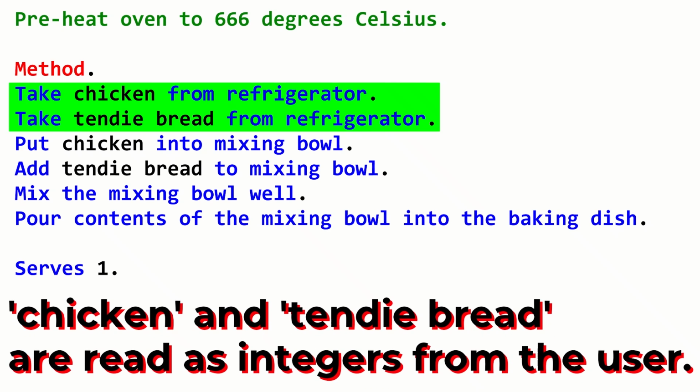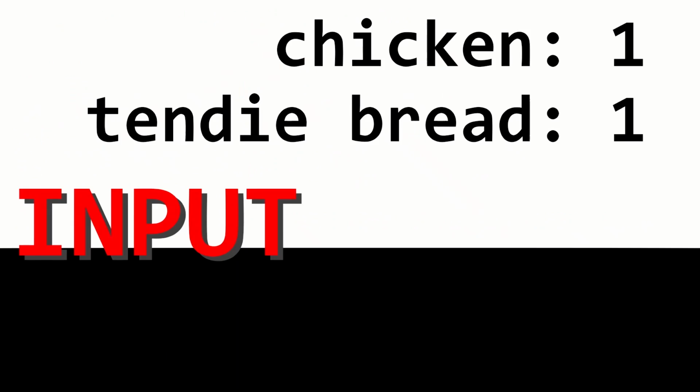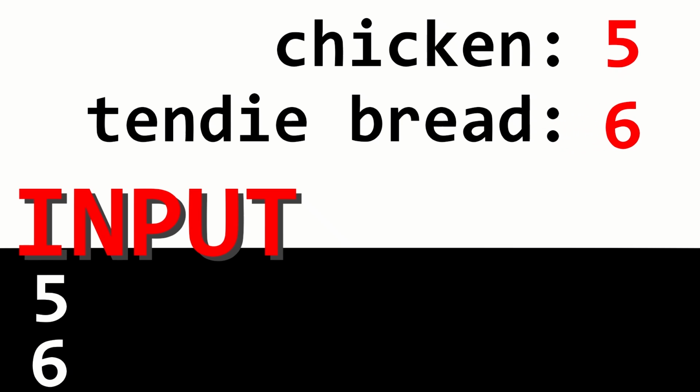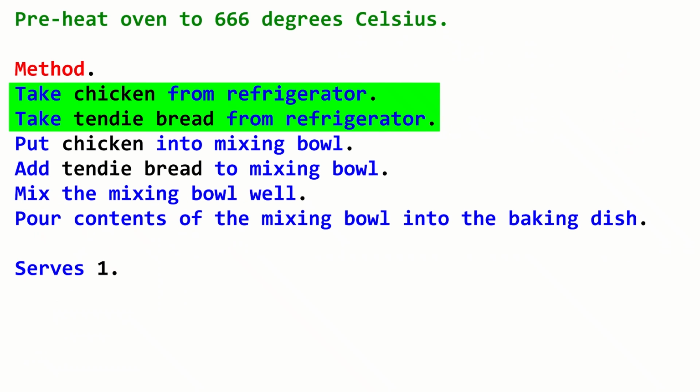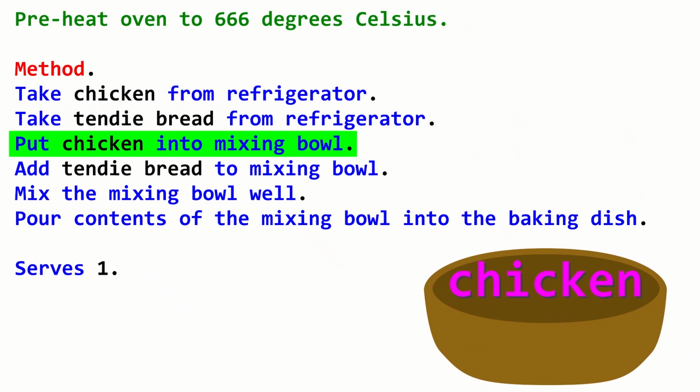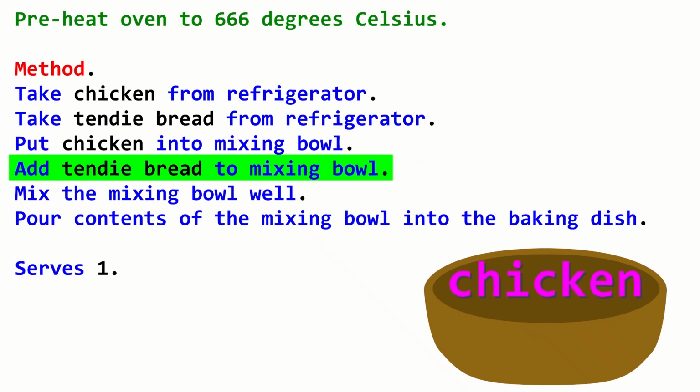The ingredient's value is then replaced with the input. So, if the user typed 5 and 6, chicken would hold the value of 5, and bread would hold the value of 6. Next, the chicken is put into one of our infinite mixing bowls, and the bread is added in. Adding the bread literally adds the bread's value to the value on top of the mixing bowl. So the mixing bowl now contains the sum of chicken and bread, so it pours that into one of our infinite baking dishes.